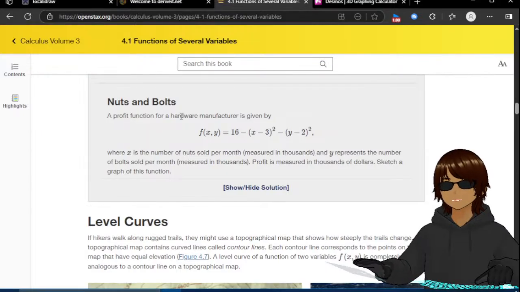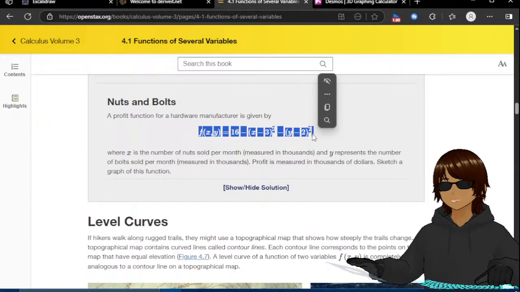A profit function for a hardware manufacturer is given by this equation, where x is the number of nuts sold per month and y represents the number of bolts sold per month. Both are measured in thousands. Profit is measured in thousands of dollars. Sketch a graph of this function. Okay, I won't be sketching. I will just.